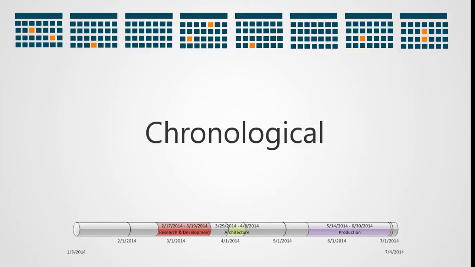Or, of course, you can organize your information in a chronological way by saying, okay, we're currently in the midst of our architecture phase of our project, and we need to get that done by the 8th because we have that period of time where we need to do some executive overview of what's happened in the architecture, and then we're able to roll over into production starting in the middle of May.